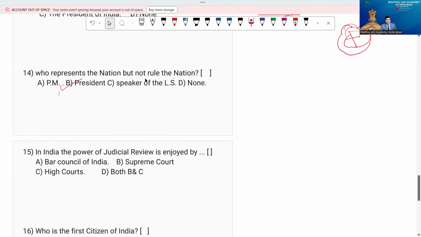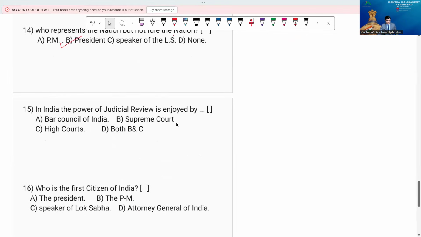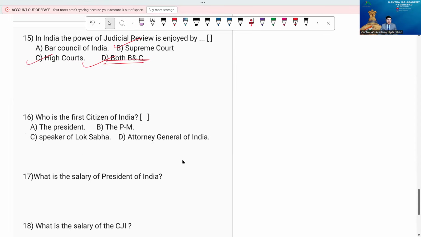Then question number 15. In India, the power of judicial review is enjoyed by: option A, Bar Council of India; B, Supreme Court of India; C, High Courts; D, both B and C. Yes, my friends, both B and C have this power, so option D is the better answer. You know what judicial review is: any law made by the legislature against the constitution, or beyond constitutional limits, is ultimately struck down by the Supreme Court or the High Courts of this wonderful country.